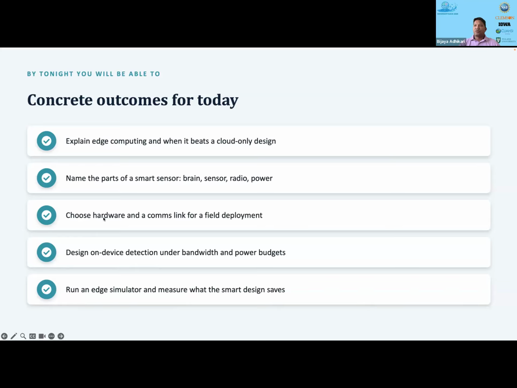We should be able to choose hardware and communication links for a field deployment. We should be able to design on-device detection under bandwidth and power budgets. And we are going to run an edge simulator and measure what the smart design says. Basically, this is what we're going to do.